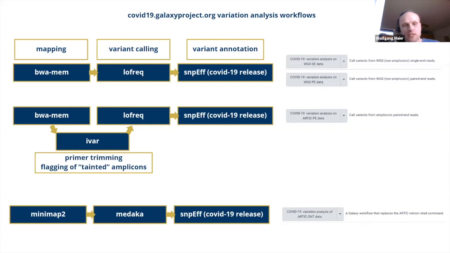What's really different is the Oxford Nanopore workflow. And this is because we're trying to model here the public Arctic MinION pipeline that the Arctic network is publishing. So we're using Minimap2 as the aligner, we're using Medaka as our variant caller, and then annotation is the same as in the other workflows. But upstream, it's quite different from the other two. That's the high-level overview of the workflows. Next slide, please.